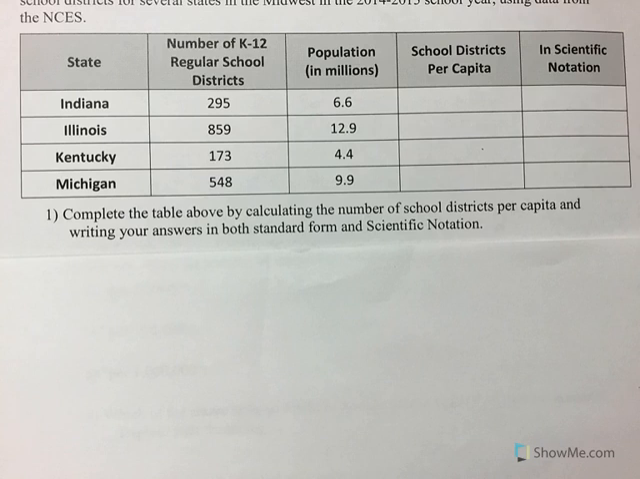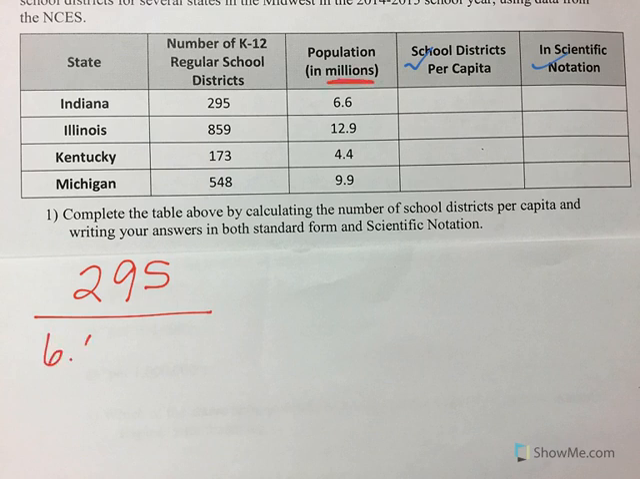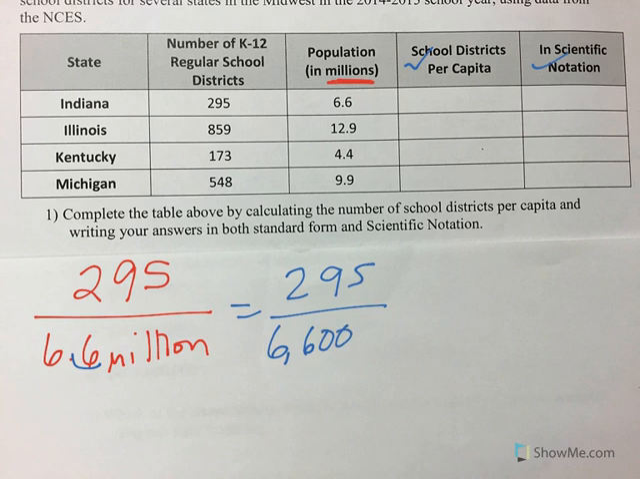Now let's get to a table. We want to complete the table by talking about school districts per capita in decimal form here and then scientific notation. Let's do Indiana together, and then I'm going to hit pause so you can do the rest. Okay, so in Indiana, number of school districts per person. Don't forget this population is in millions. Million means 6, so I'm going to move this decimal 6 places. So 295 over 6.6 million.